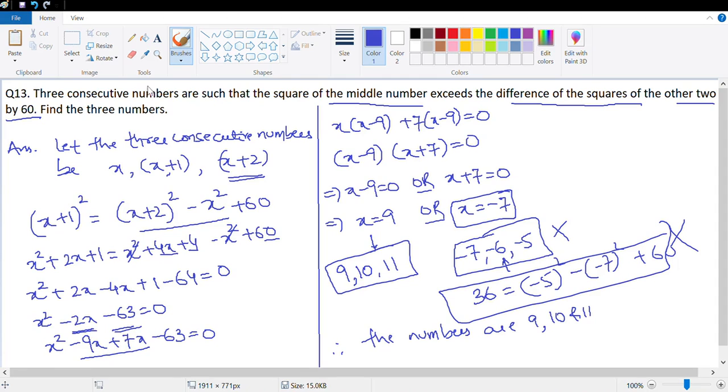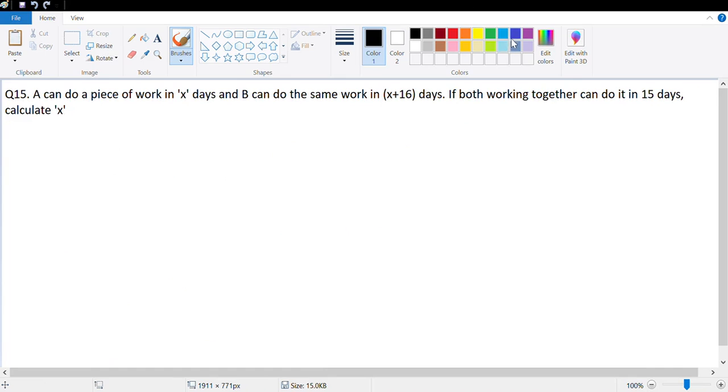The next question that we do is question number 15. It says A can do a piece of work in x days, B can do the same work in x plus 16 days, which means the speed of their working is different, which means we can't use direct proportion or direct unitary method. The method that we use, we've done this in class 7th also and class 8th also and 9th for sure, which is we calculate the work done by each person in one day and then we compare.